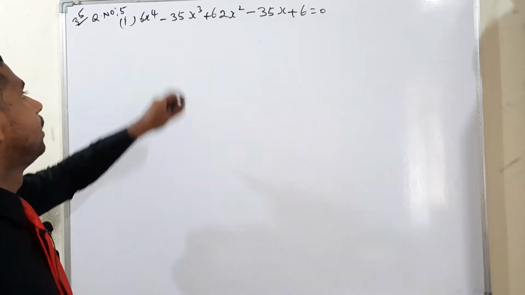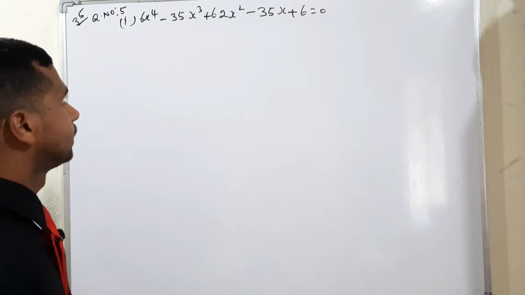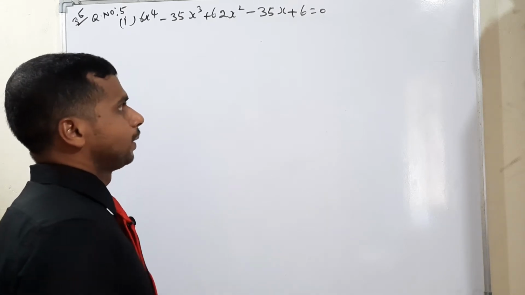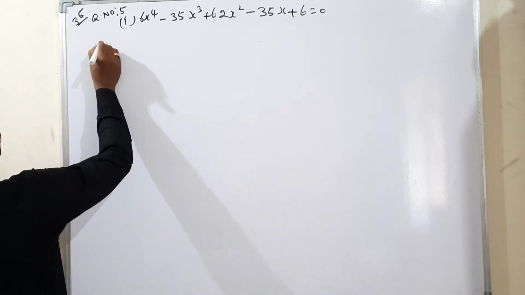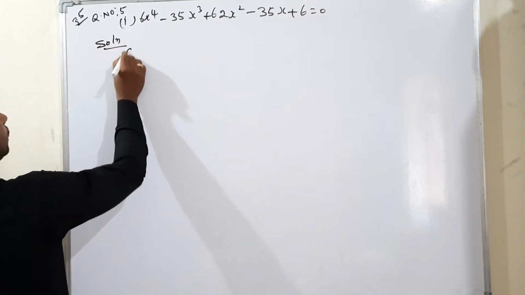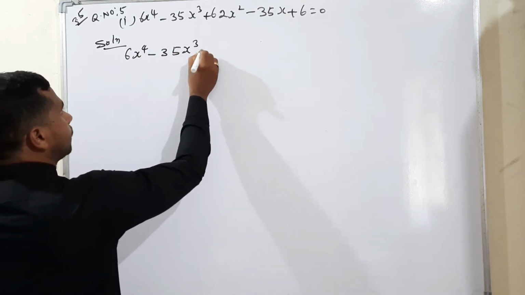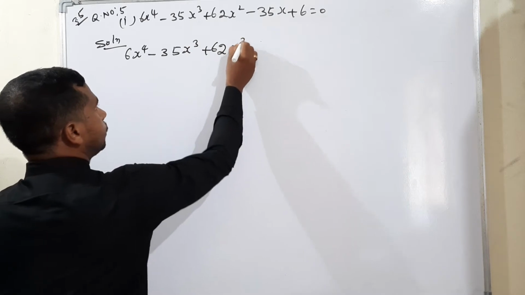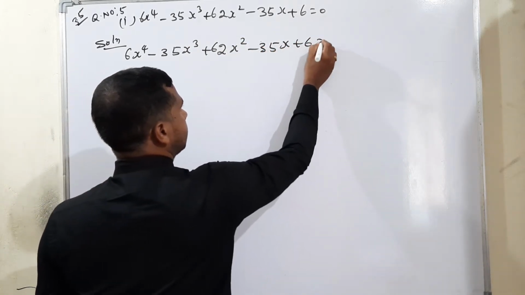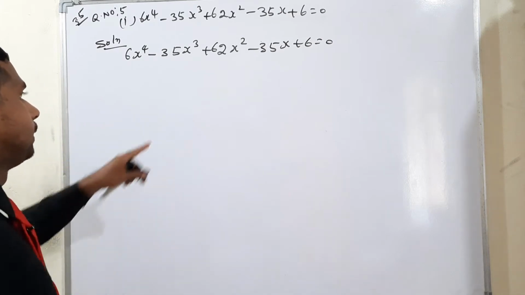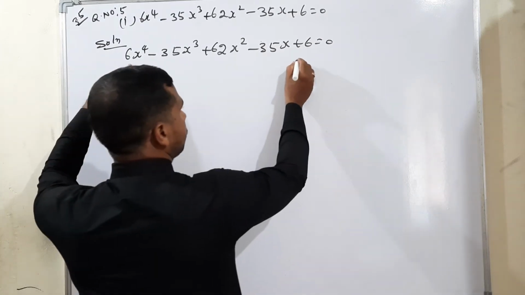Solve the equation 6x to the power 4 minus 35x cube plus 62x square minus 35x plus 6 is equal to 0. So I would like to rewrite once again the question. Solution: 6x to the power 4 minus 35x cube plus 62x square minus 35x plus 6 is equal to 0. This is a reciprocal equation type 1. Already we know what is the meaning of type 1.